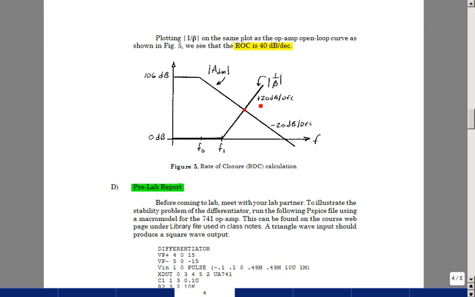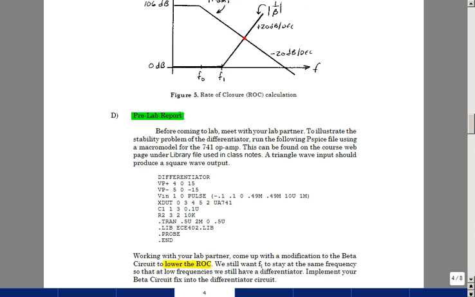So before you come to lab, I'd like you to take and run this circuit. This is a simulation of that differentiator with a particular input. I'll let you figure out what that is. And the model that we're using for the op-amp is going to be the full macro model that we've been talking about in class, and it's in the 402 library. You get to see the real effect, the total model of the op-amp.